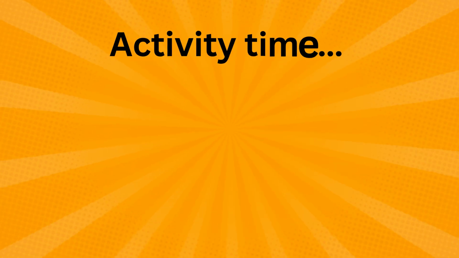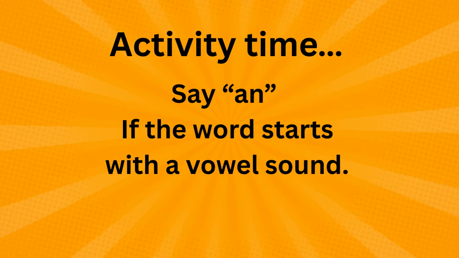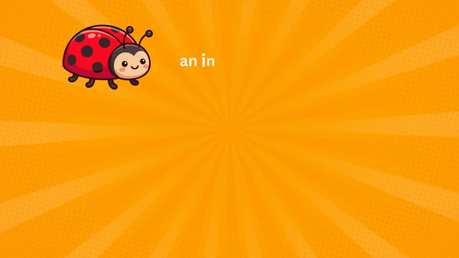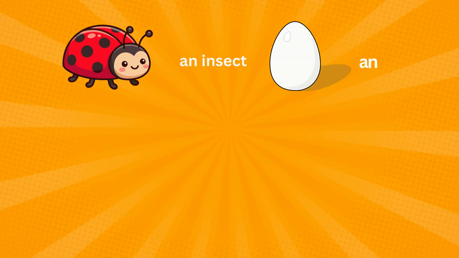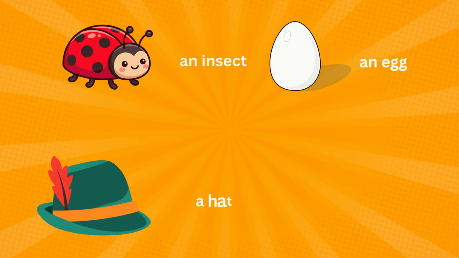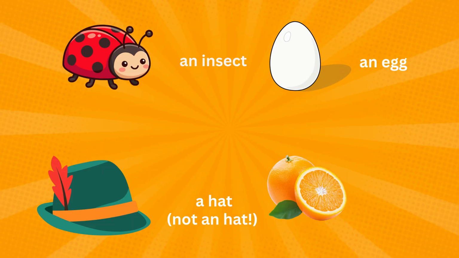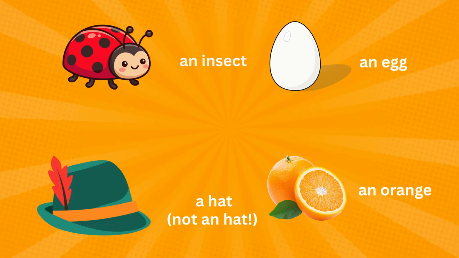Activity time! Say an if the word starts with a vowel sound. Insect, an insect. Egg, an egg. Hat, a hat, not an hat. Orange, an orange. Great job!